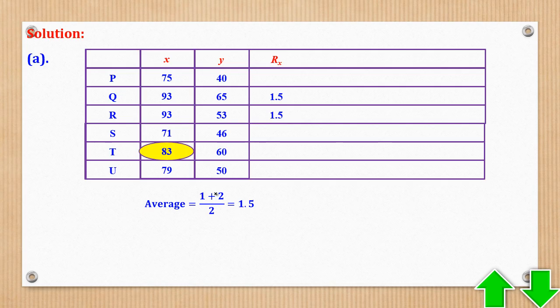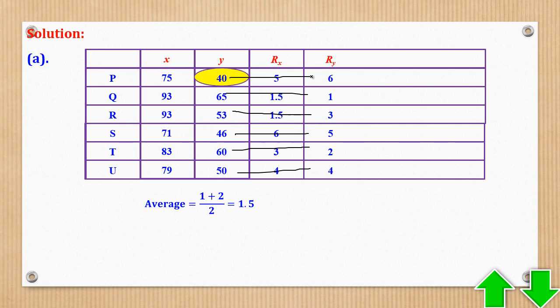Next we realize that positions 1 and 2 have been taken, so this will take rank 3, this will take rank 4, this will take rank 5, and lastly this will take rank 6. Then ranking marks for history: highest is 65, rank 1, followed by 60, rank 2, followed by 53, rank 3, followed by 50, rank 4, followed by 46, rank 5, and lastly 40, which is rank 6.